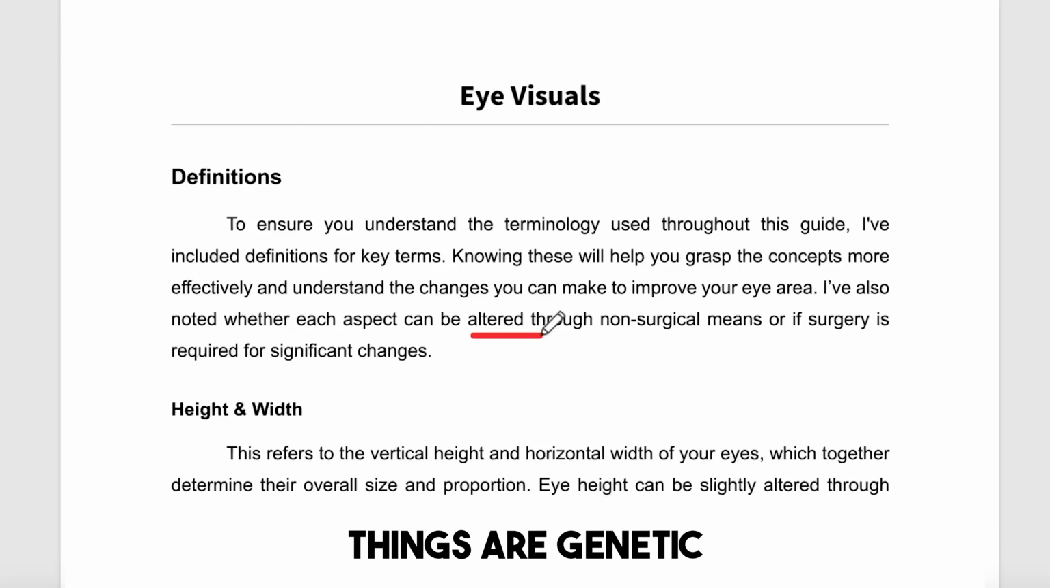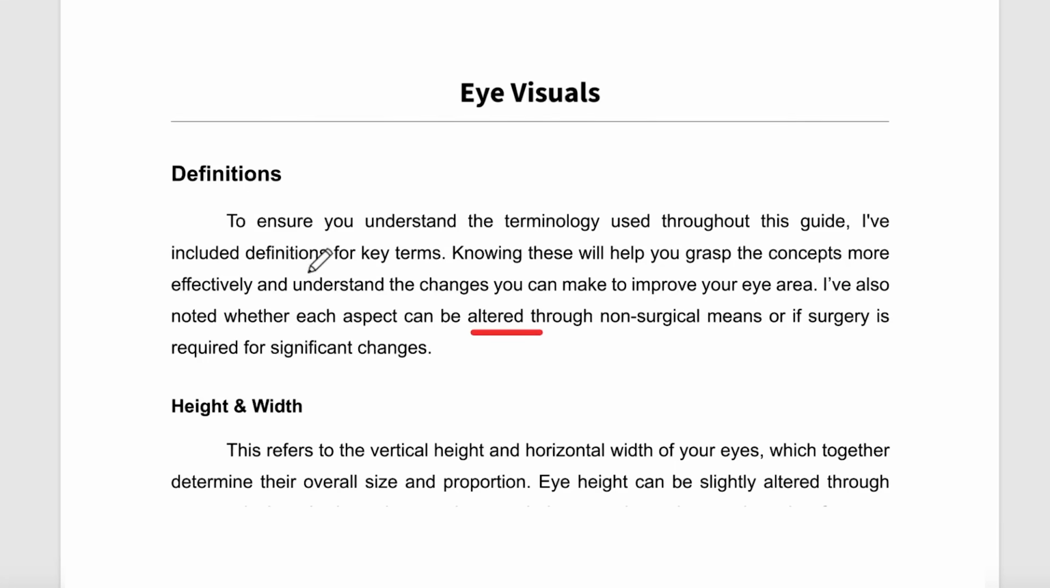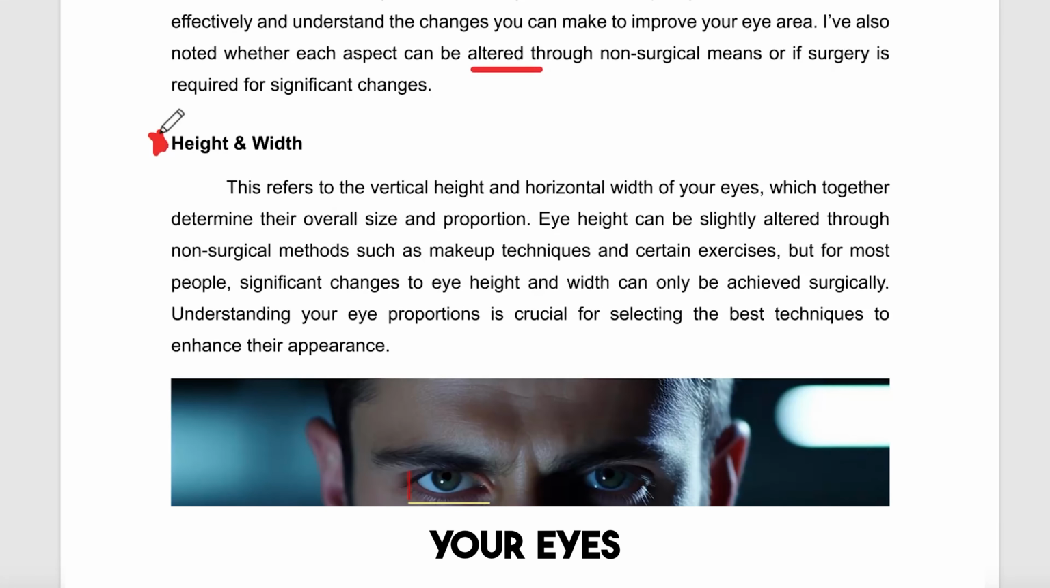Things are genetic, through non-surgical means, of course, that's what we're aiming for, or if surgery is required for significant changes for these particular areas. So try to keep an eye out for anything that sticks out to you and anything that you might have considered changing, because this is going to be the bottom line, whether it's genetic or something that you can change, right? Let's start with height and width of your eyes.